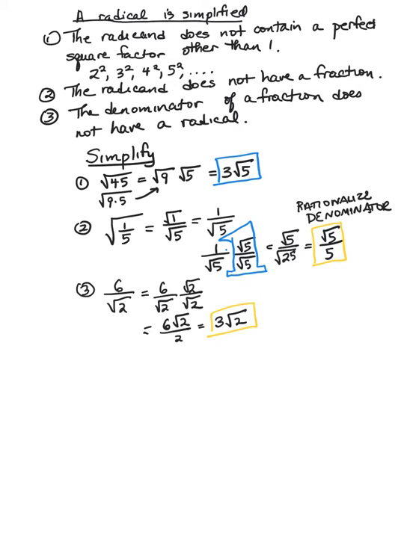When the denominator is a binomial, however, things get a little tricky. And the one I gave you, let me just take, 14 over 3 plus radical 2.